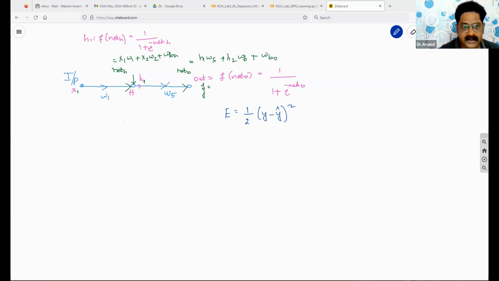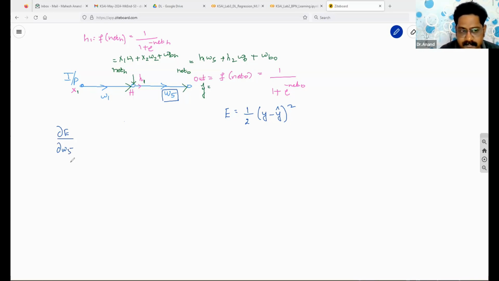So first we'll start our calculation by considering this weight. Calculating this is very straightforward, but calculating the gradient for W1 is a bit tricky. It's a two-step process. That is the only difference you should understand here. So first step, I'm going to calculate the gradient dou E by dou W5.